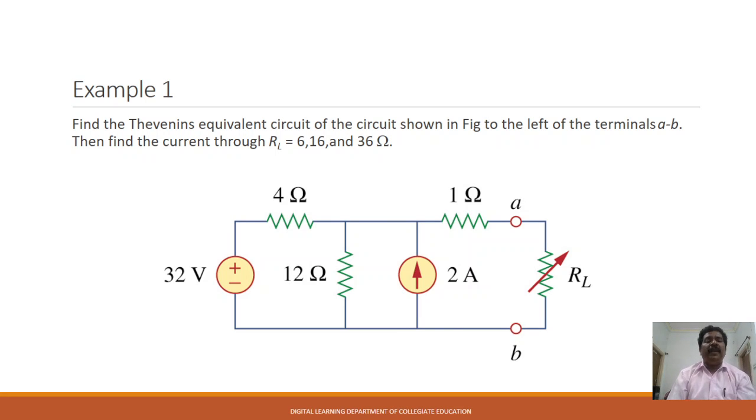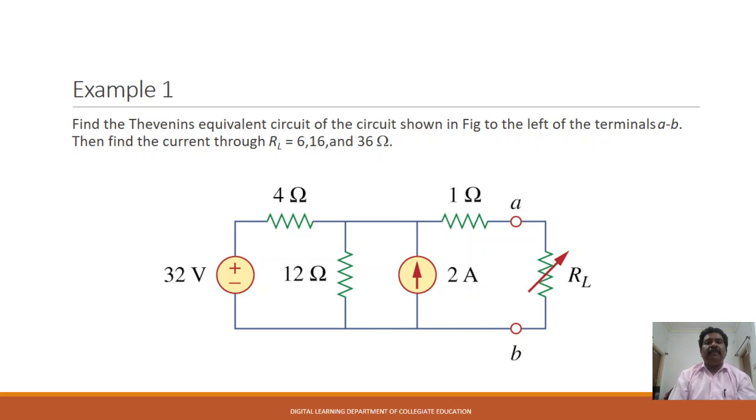Let us take an example for Thevenin's theorem. As we all know, for any linear network, the statement of Thevenin's theorem is: any two-terminal linear bilateral network consisting of several sources, it may be resistances or voltage sources, can be replaced by an equivalent circuit containing a single voltage source VTH, EMF VTH, in series with a single resistance RTH. That is the statement of Thevenin's theorem.